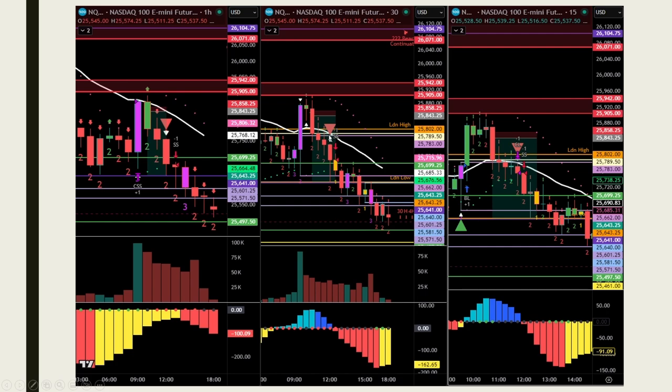Also signaling good continuation as we got a 3, then a 1 inside candle. And then we got a 3-2-2. So we got a 3, a 2 breaking to the upside, unable to continue here, and then closing on the inside of that 3 candle, looking for that low, gave us good confirmation that the strength could continue to the downside.